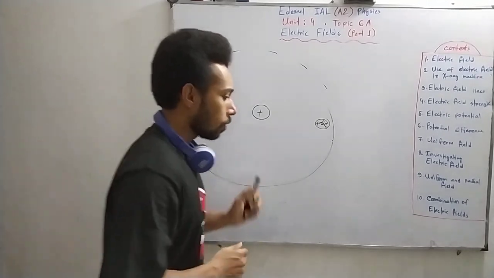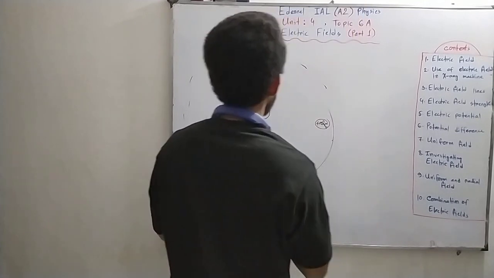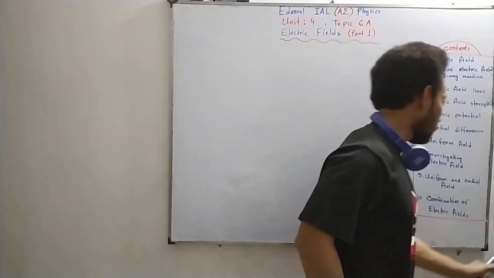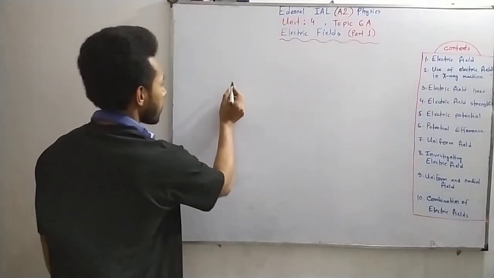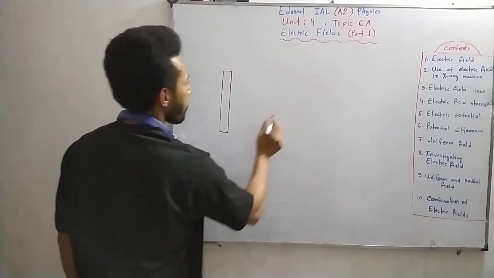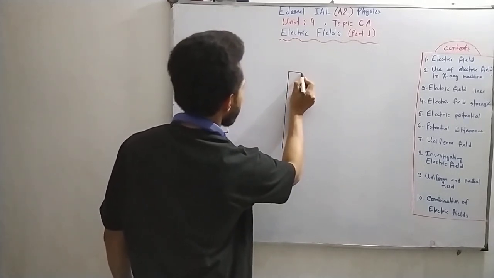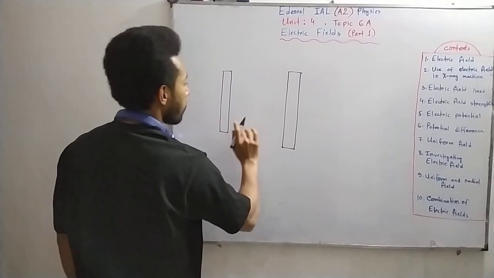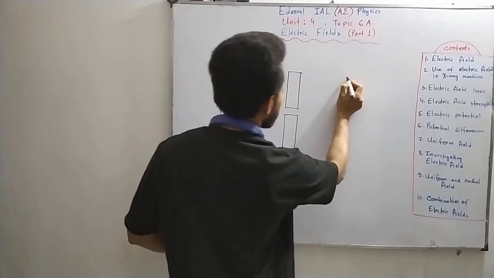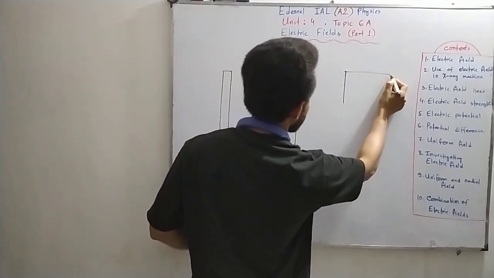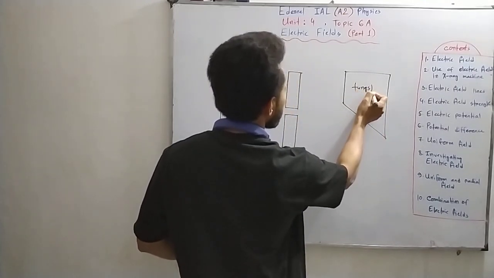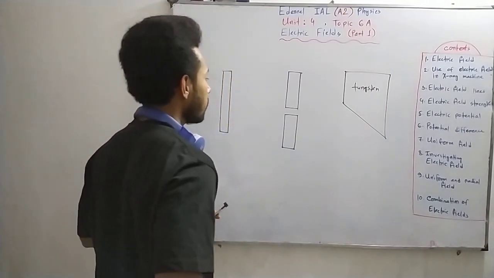Okay, now we'll see a use of electric field in an X-ray machine. This is a metal target, tungsten.